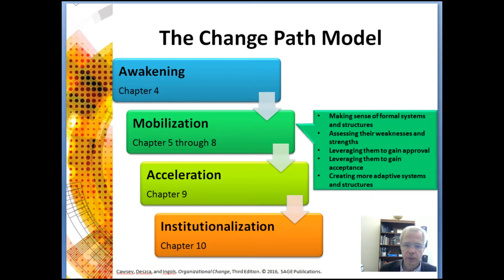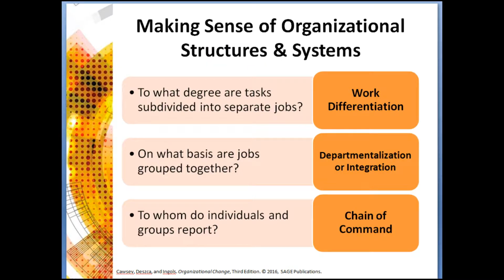And this fits into our book. Look down here, we're in chapter 5 now. We're going to make sense of formal systems and structure, assess their strengths and weaknesses, or how to leverage them to gain approval for this thing we want to do, and how to gain acceptance of this change we want to make. So let's look at some terminology.